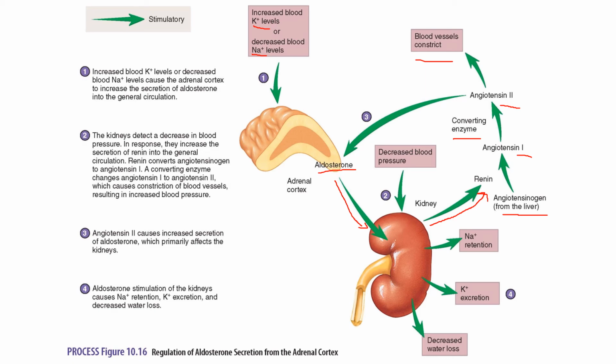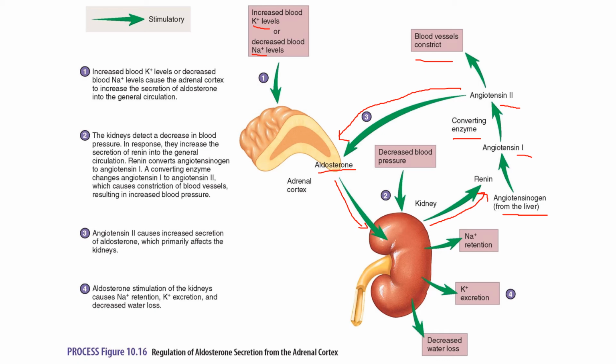So angiotensin 2 would also cause increased secretion of aldosterone. So other than constricting blood vessels, another role of angiotensin 2 is to send signals again to stimulate the adrenal cortex to produce aldosterone. So aldosterone stimulation of the kidneys causes sodium retention and potassium excretion and decreased water loss. Okay? So those are the things aldosterone does to your kidneys.